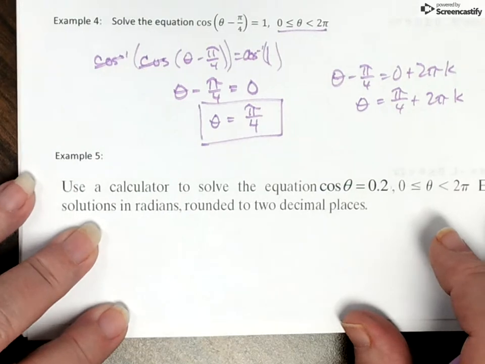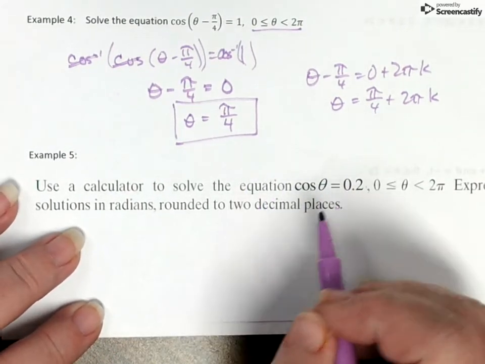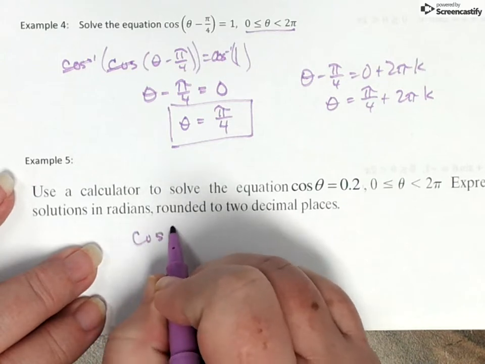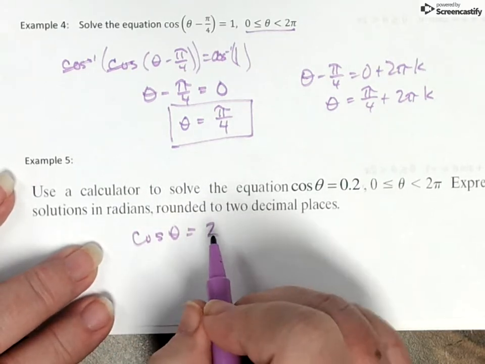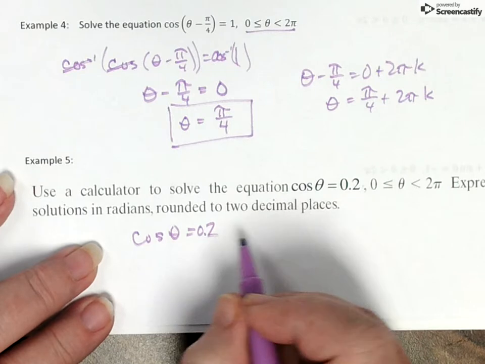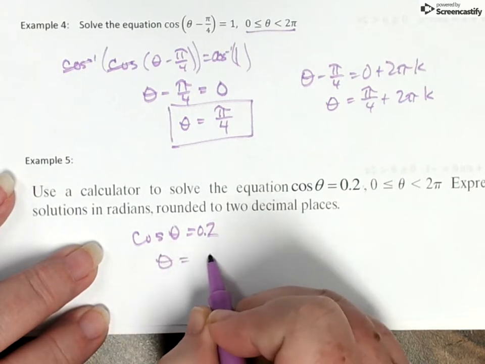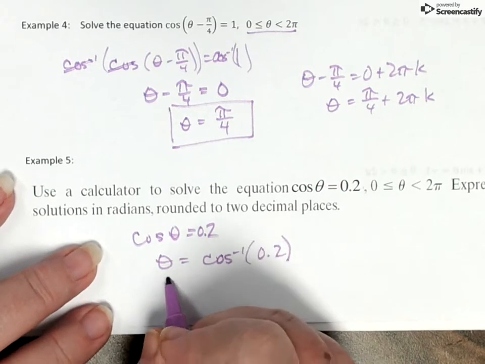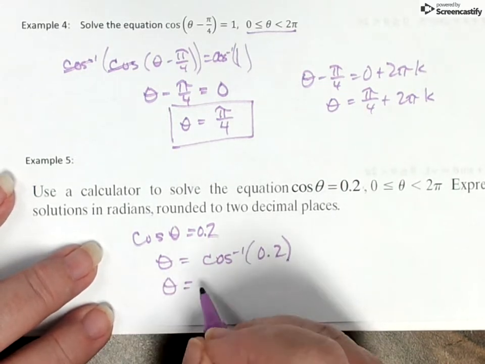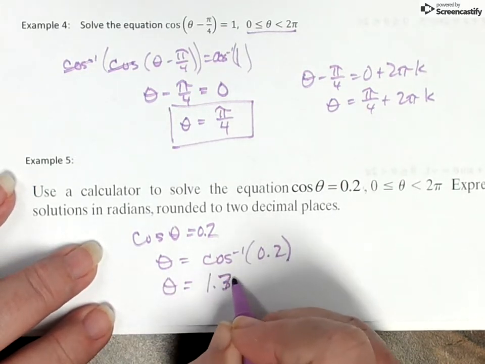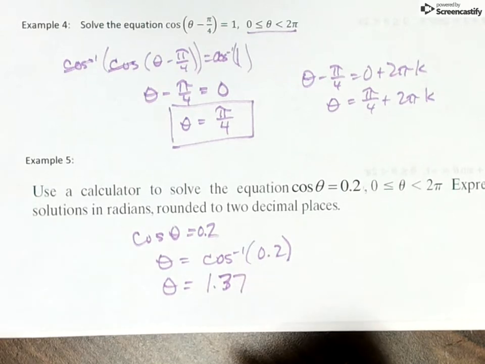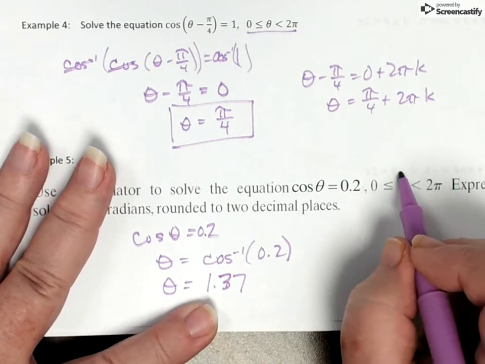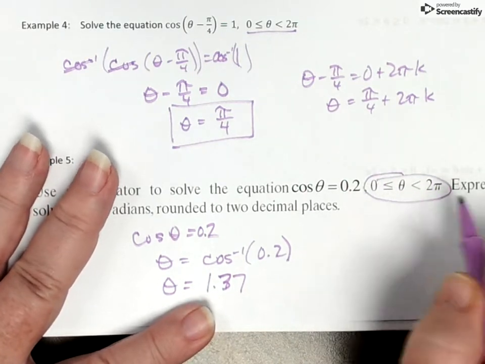For question 5, they ask us to use a calculator. Well, when you pick up your calculator and you have cosine of theta equals 0.2, sorry, and you solve for theta by doing the inverse cosine of 0.2, the calculator is going to give you an answer, and that answer is 1.37 once you round.